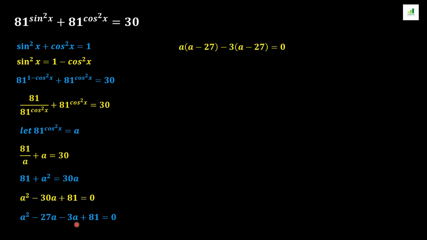Now in the next step, we should take common a from both of these terms, and a will be the common value and a minus 27 will be the remainder.